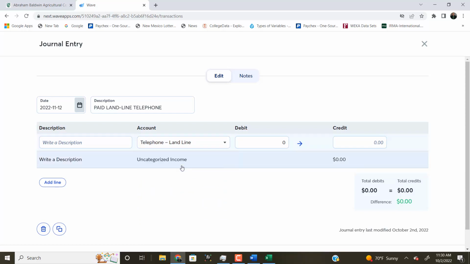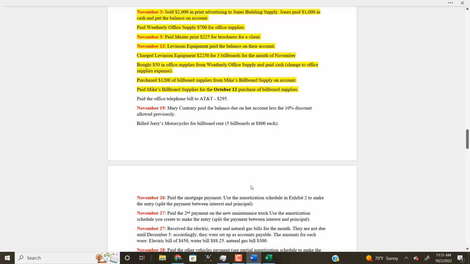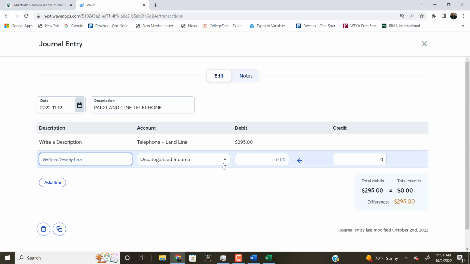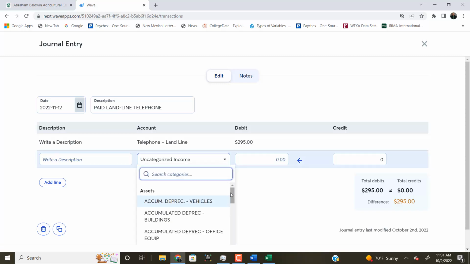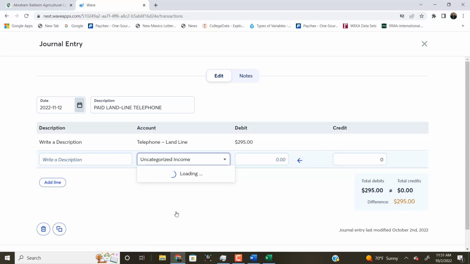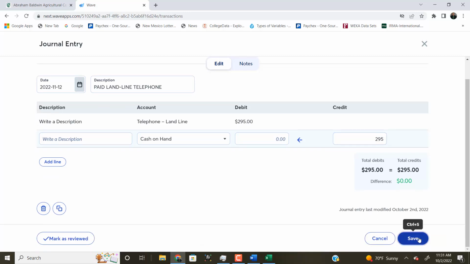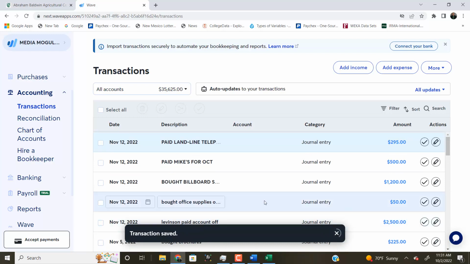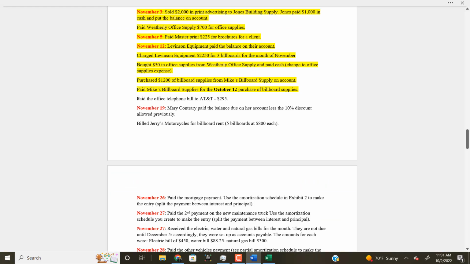And in future iterations, I'm going to probably put in a cell phone bill. I don't even know why I didn't do it this time. $295. That's a debit because that's an expense. And what do we do with cash? Well, we use cash to pay for expenses that'll generate hopefully future revenues for us. Save. Okay. So far, so good.